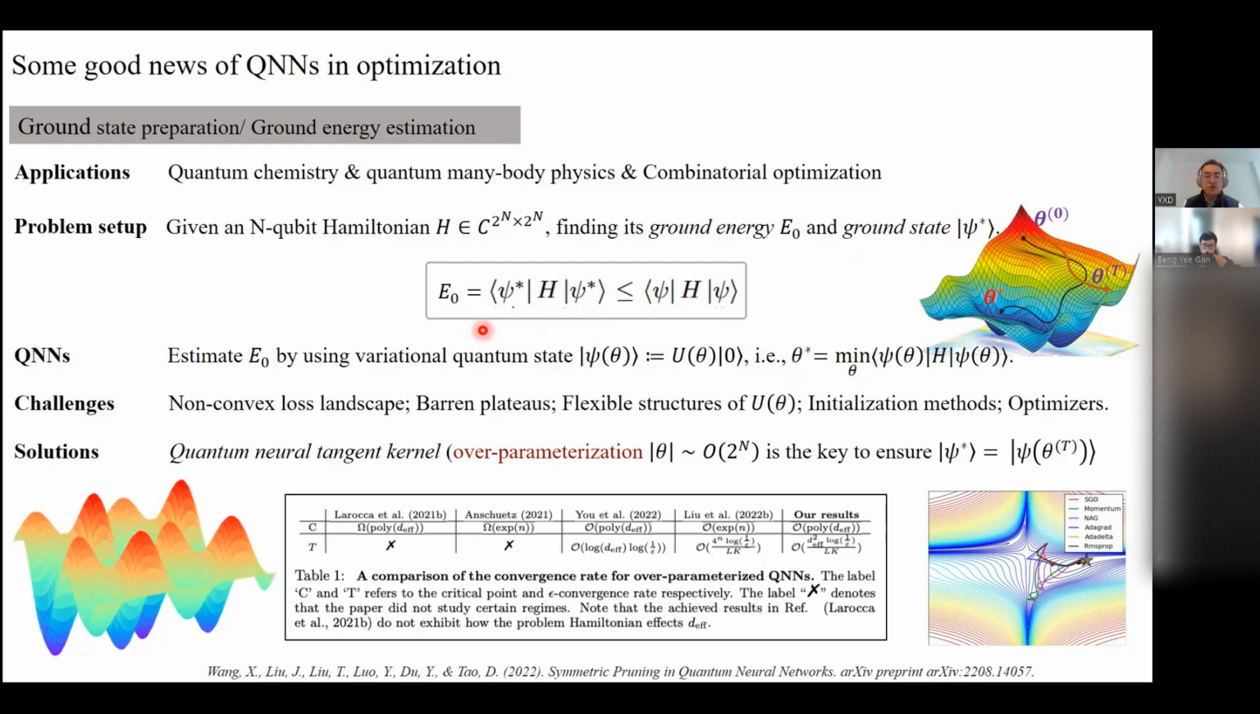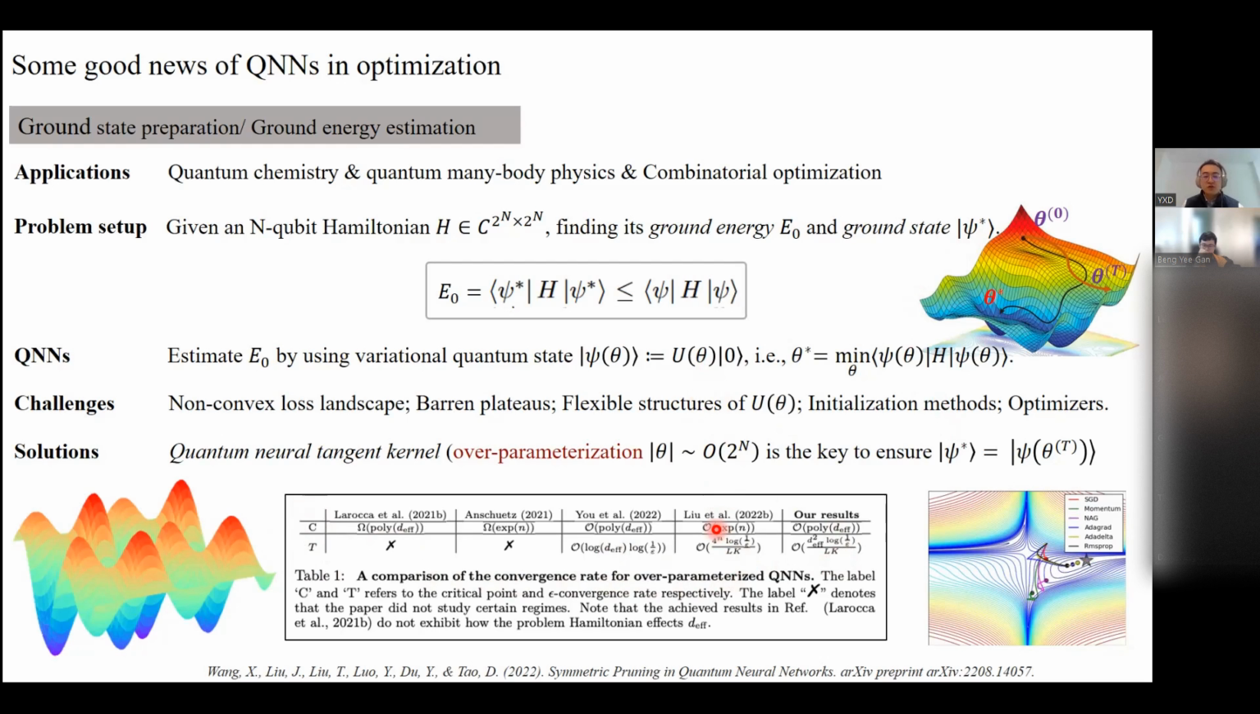And now we have some good news, which is called the quantum neural tangent kernel. The key idea is that when we select the ansatz, we need to ensure its number of parameters scales exponentially with the number of qubits, and we need to set the learning rate very small. In this way, we can always guarantee that the obtained phi theta t can well approximate the target state phi star within a controllable error epsilon. The detailed settings are listed here.